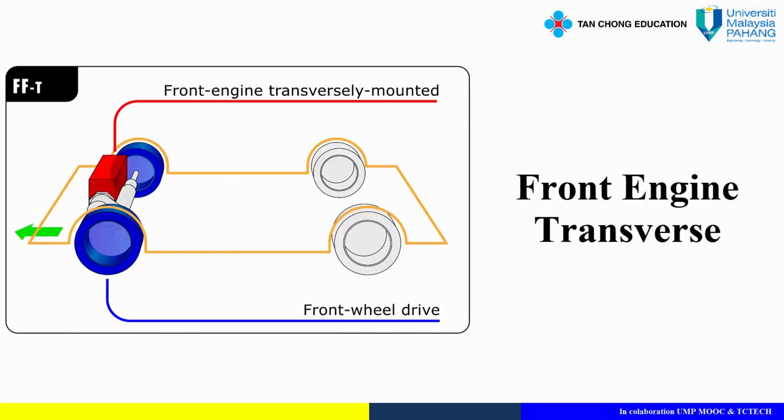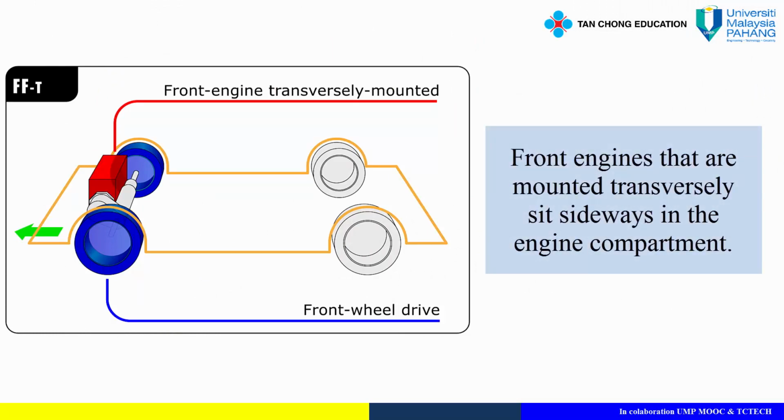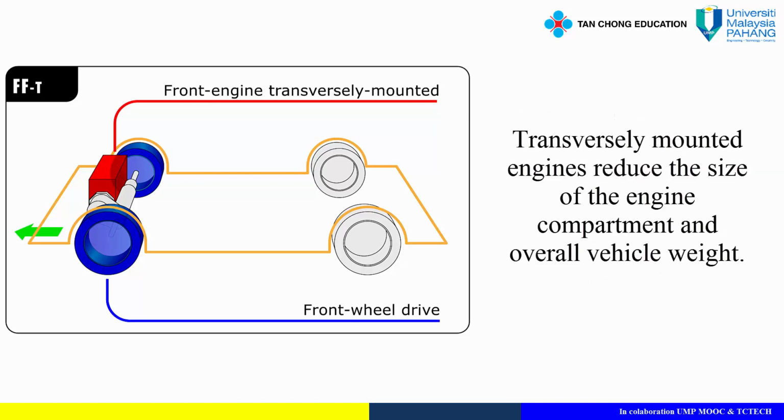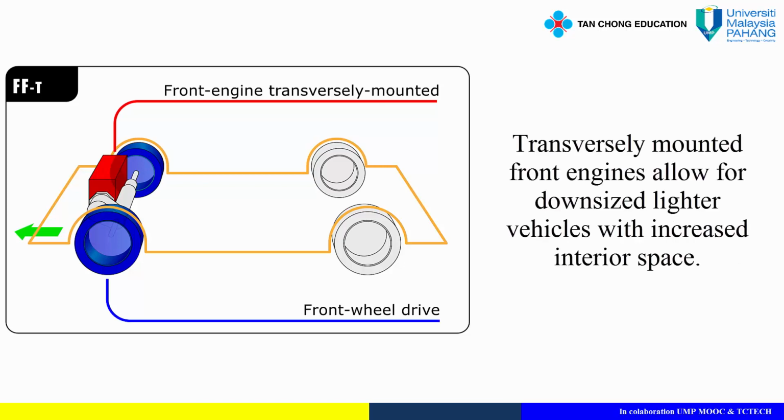Front engine transverse. Front engines that are mounted transversely sit sideways in the engine compartment. They are used with transaxles that combine transmission and differential gearing into a single compact housing fastened directly to the engine. Transversely mounted engines reduce the size of the engine compartment and overall vehicle weight. Transversely mounted front engines allow for downsized, lighter vehicles with increased interior space.